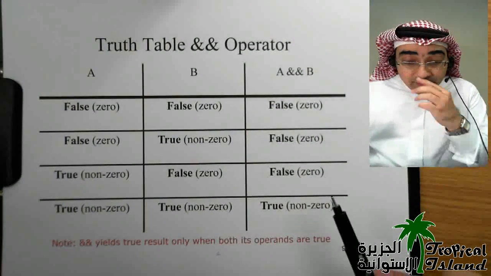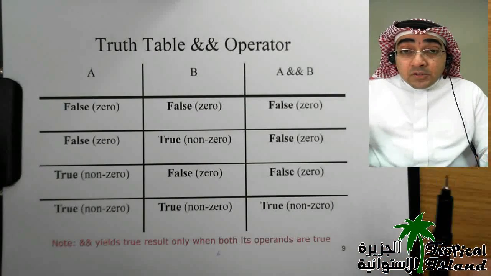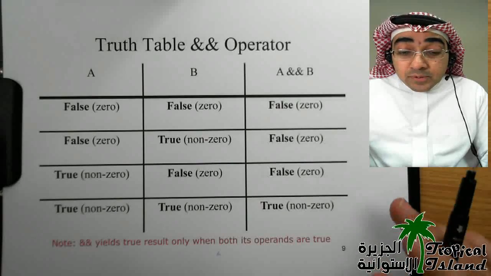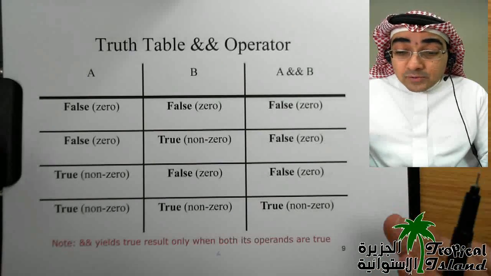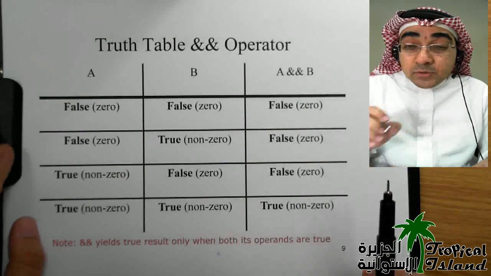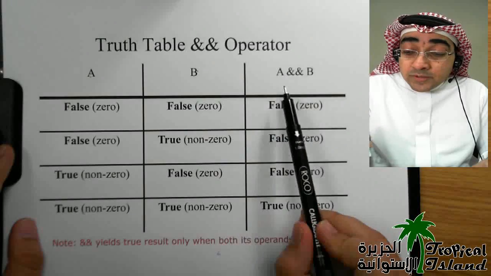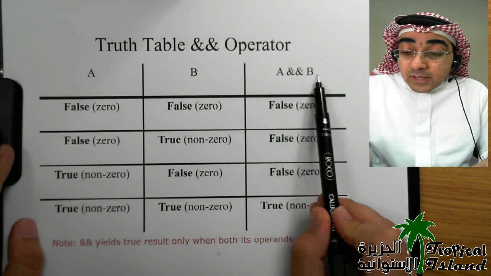So now let's look at the truth table of an operator. A truth table is the exhaustive list of what the operators can do with 2 different values, or whatever values it takes. Suppose we have 2 conditions, A and B. The value of A is false and the value of B is false, and you AND the 2 values A and B.